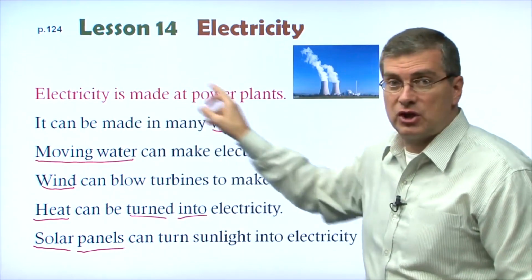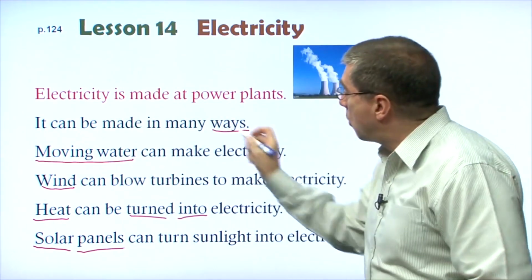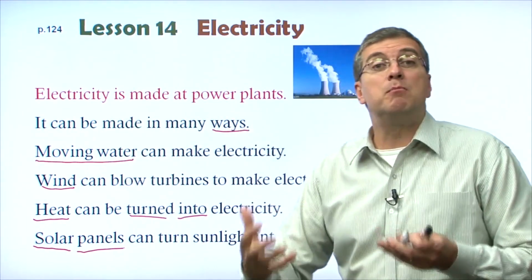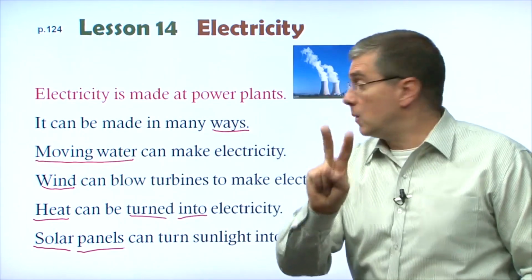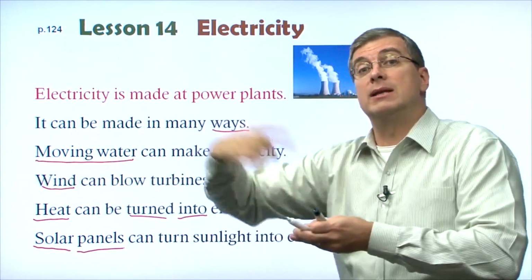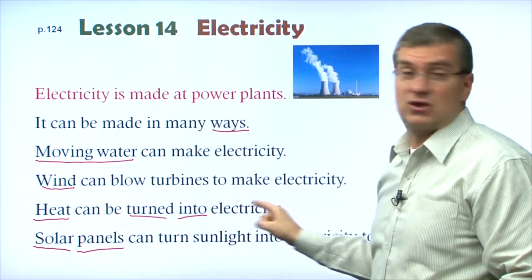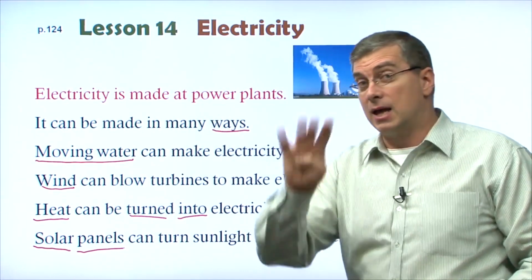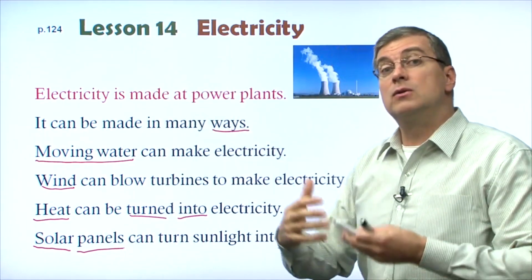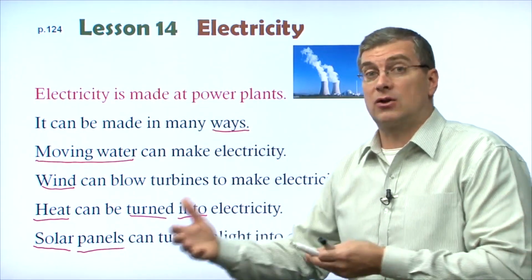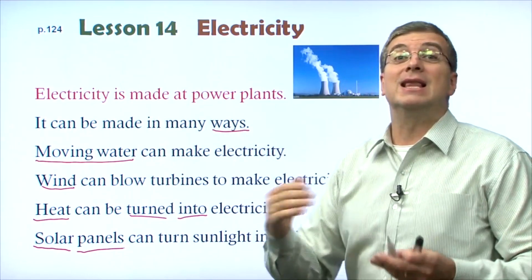So in this passage, in this short paragraph, there are 4 ways that we can make electricity. The first way, moving water. The second way, wind. The motion of the wind can make the turbines go round. The third way is heat. Heat can be turned into electricity also. And the 4th way, solar panels. We're using sunlight to turn that energy into electricity. So in this passage, we can see 4 ways that we can make electricity.